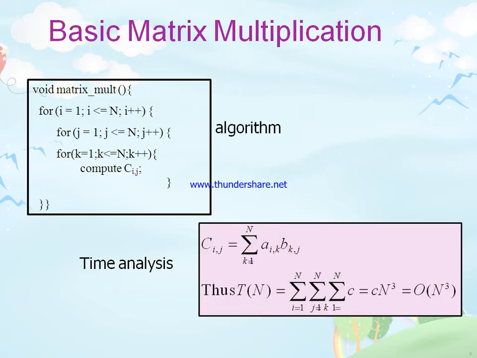Coming to the normal matrix multiplication algorithm, here you can see the algorithm and time analysis. In this algorithm we are multiplying two matrices. When we want to multiply any two matrices, you know the condition: the number of columns in the first matrix should be equal to the number of rows in the second matrix. If that condition is true, then we can multiply the matrices.